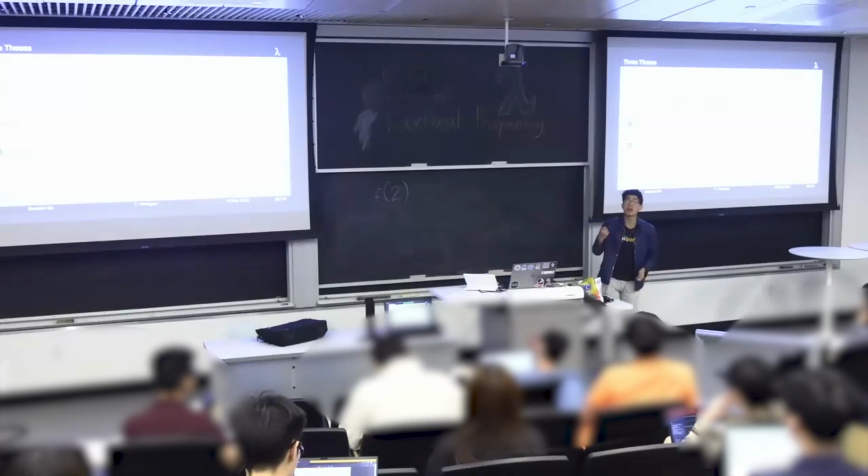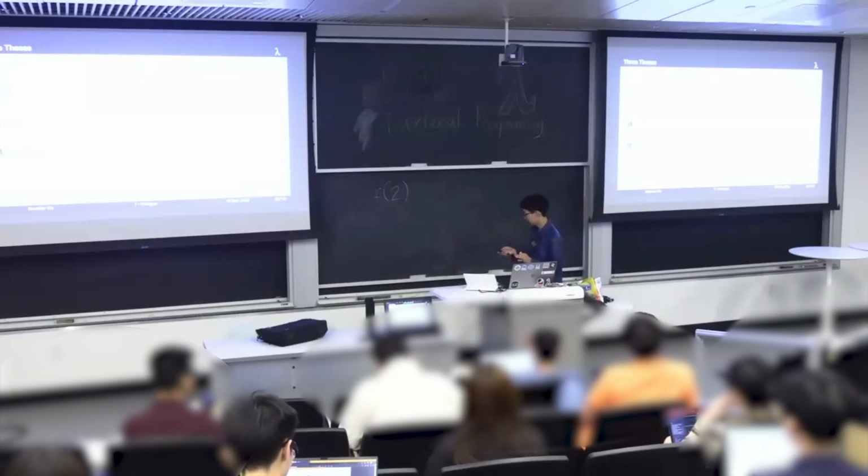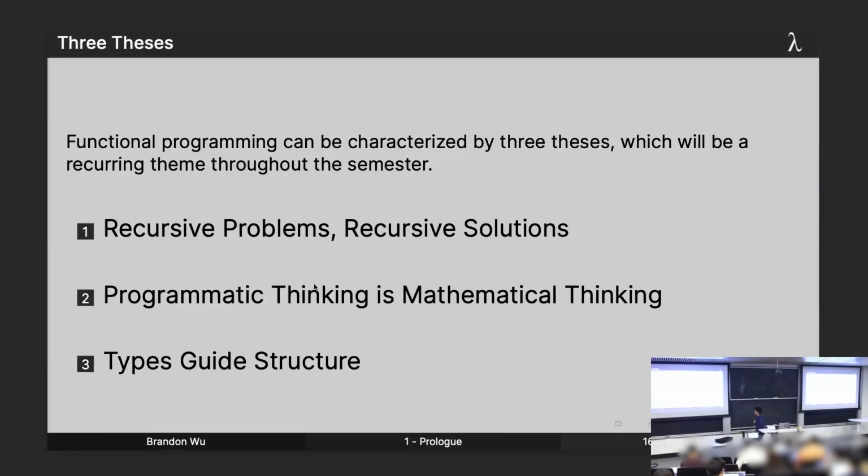Programmatic thinking is just mathematical thinking, and if you think about things via a mathematical lens, you get so many benefits out of it. And I keep talking about it. There's a whole slide for this. I shouldn't be. And the last thesis will be types guide structure.